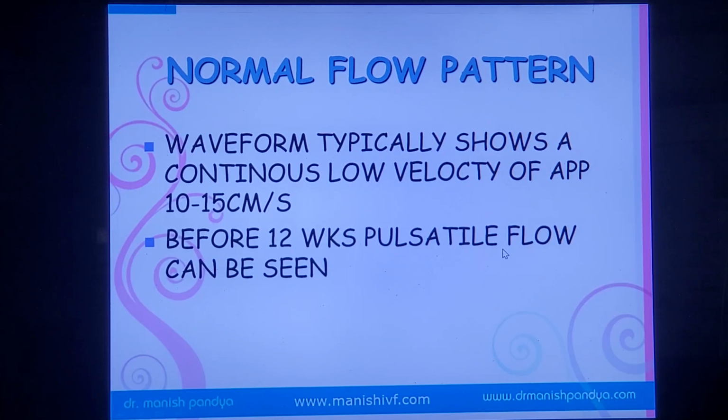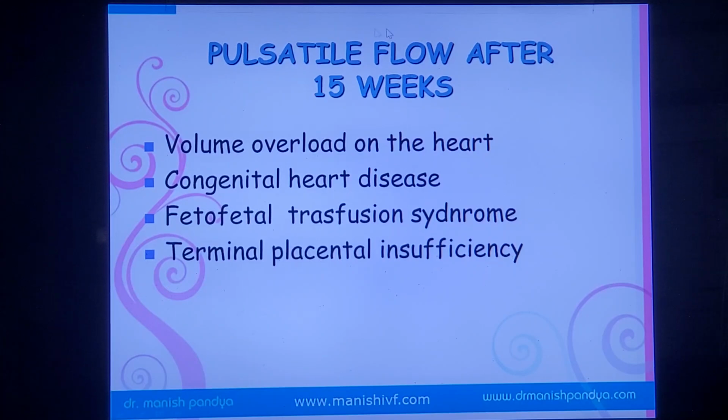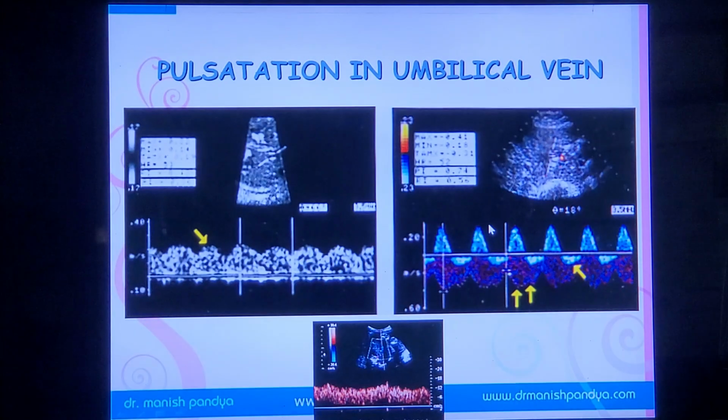Before 12 weeks, pulsatile flow can be seen. Pulsatile waveform after 15 weeks usually is not seen. It is a continuous waveform, just like a river. Then it leads to volume overload on the heart, congenital heart disease, fetal transfusion, that is TTTS, and terminal placental insufficiency.